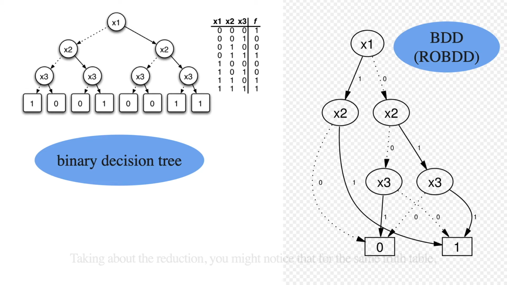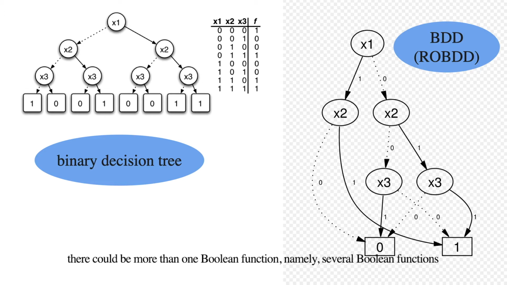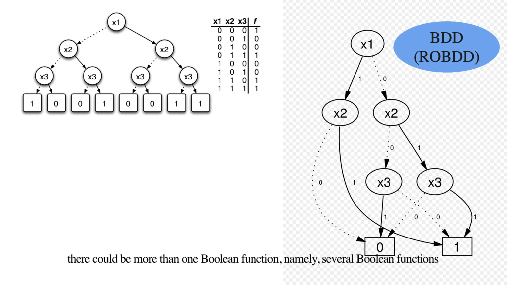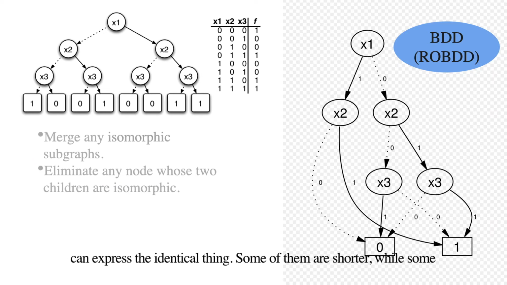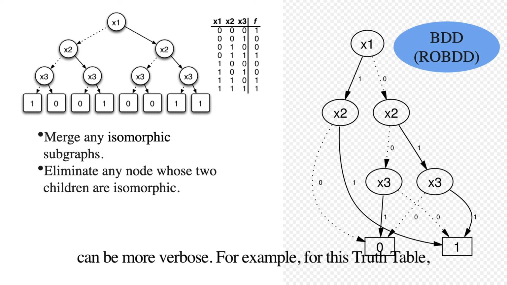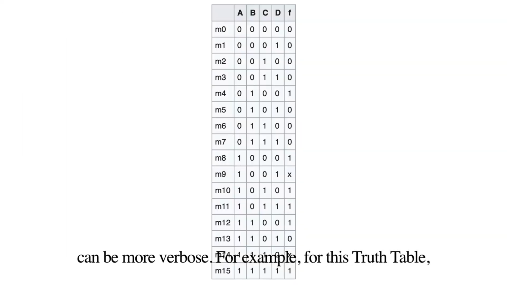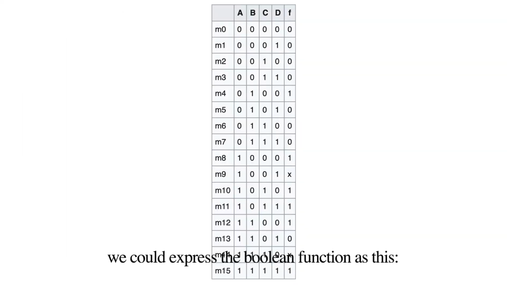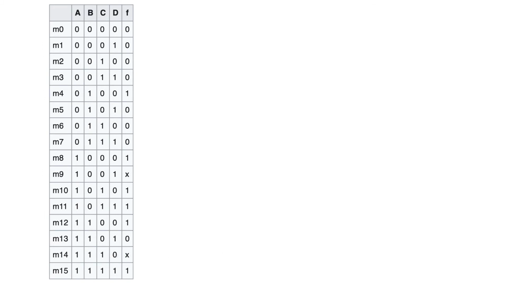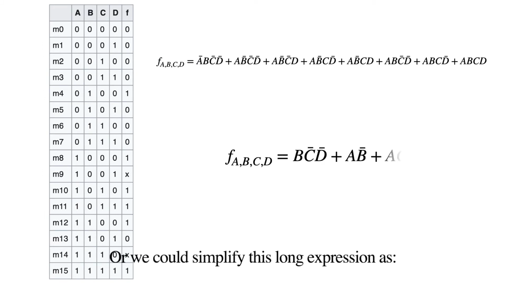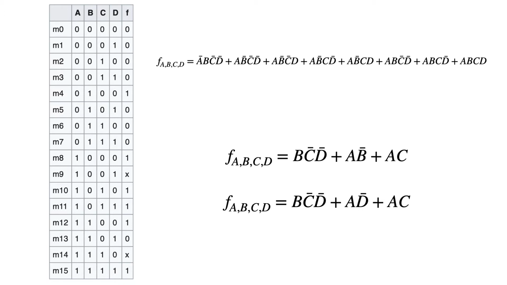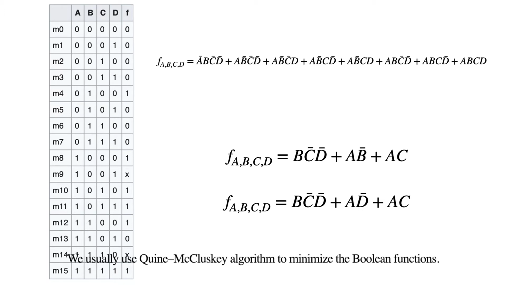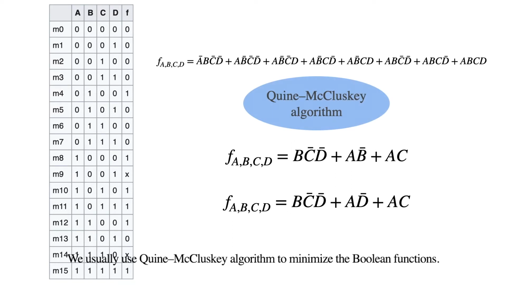Talking about the reduction, you might notice that for the same truth table, there could be more than one Boolean function. Namely, several Boolean functions can express an identical thing. Some of them are shorter, while some can be more verbose. For example, for this truth table, we could express the Boolean function as this. Or we could simplify this long expression as this. We usually use the Quine-McCluskey algorithm to minimize the Boolean function.